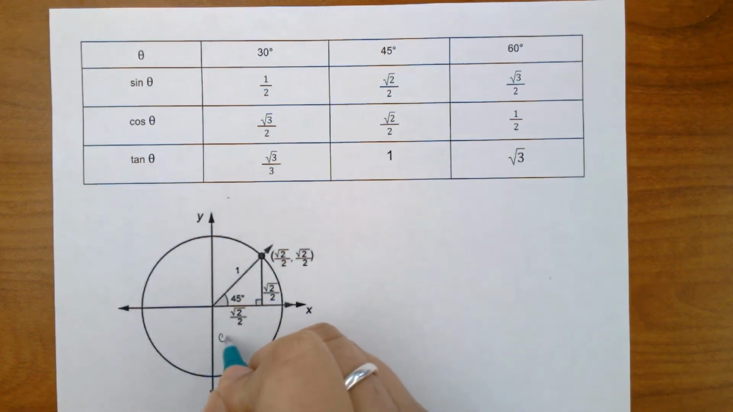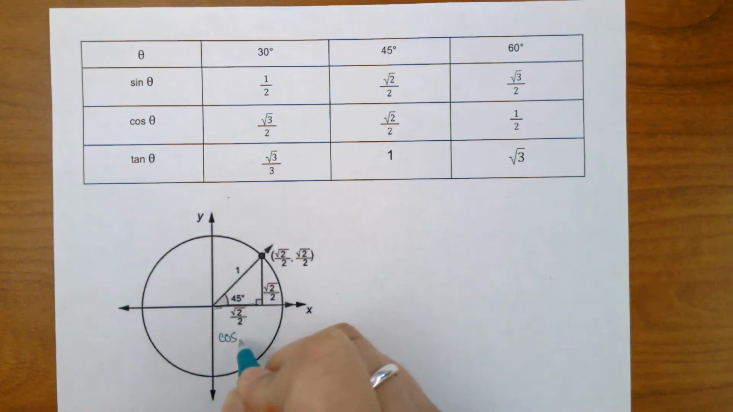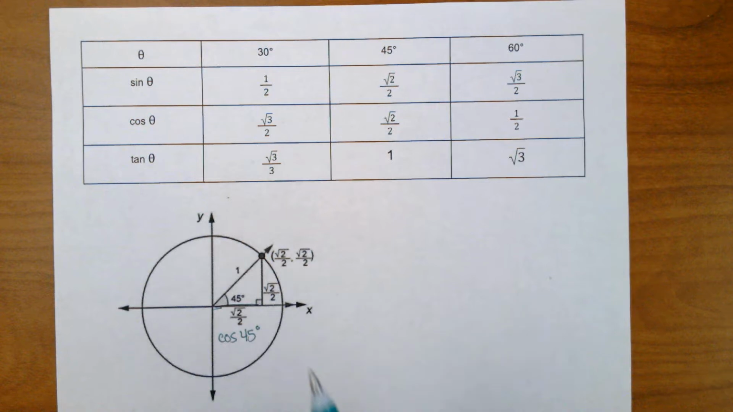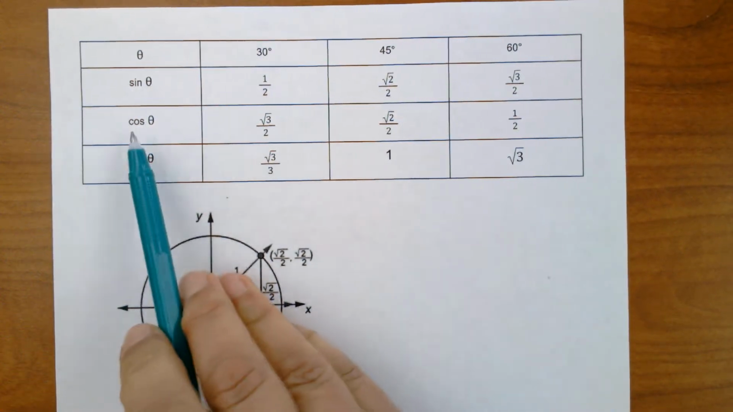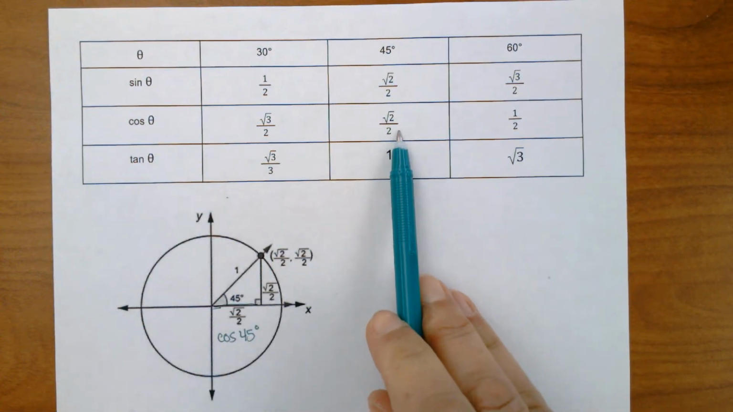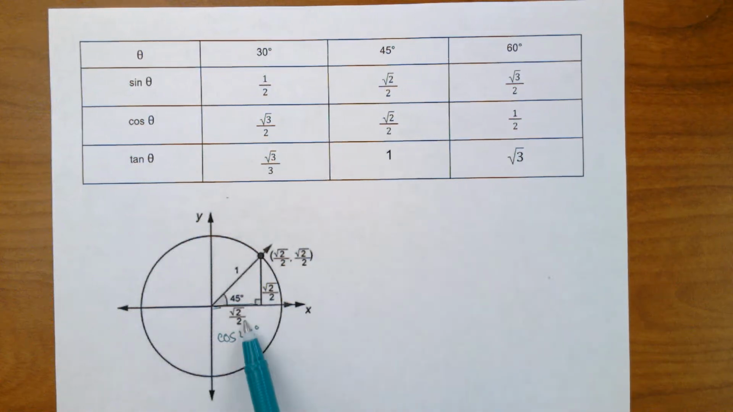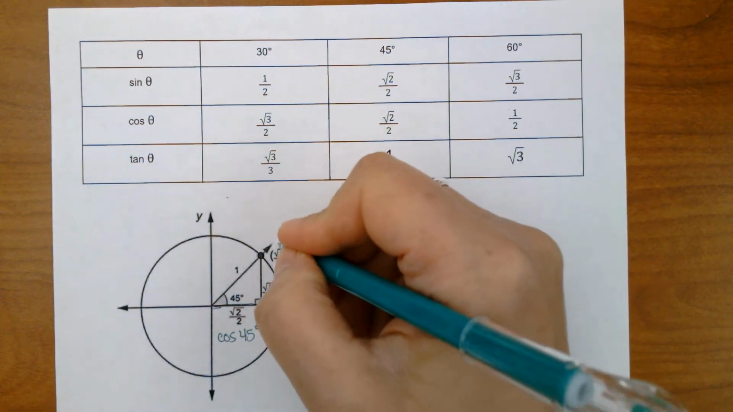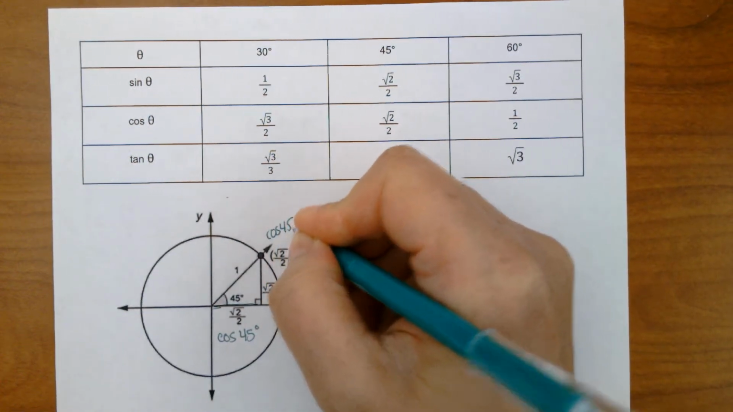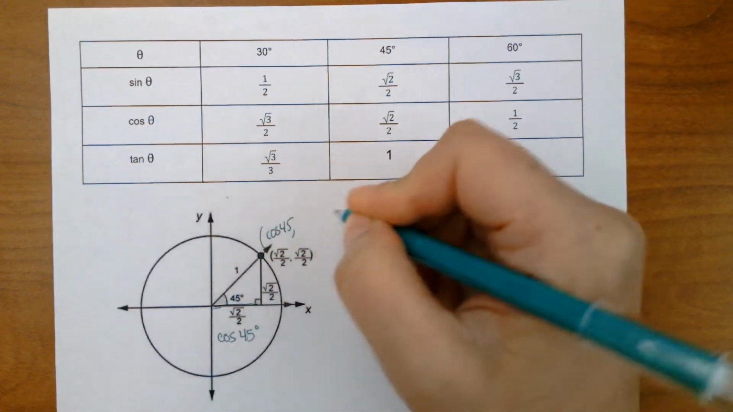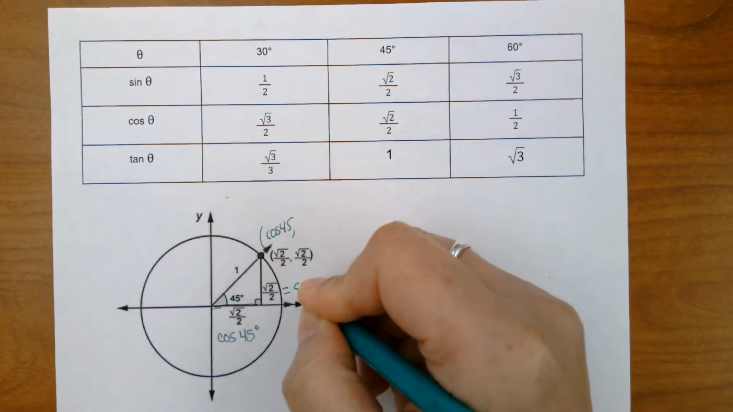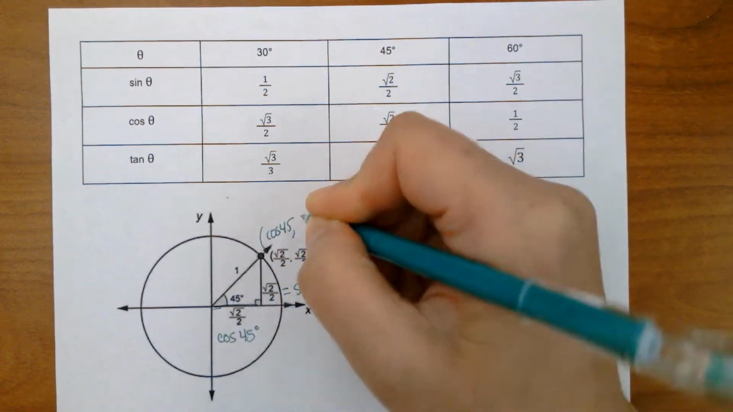Remember, this side of the triangle would be cosine of 45 degrees. Here you have cosine 45, which is the square root of 2 over 2. So this would be the cosine of 45. That's the x coordinate. Okay, how about the y coordinate? This would be sine of 45 degrees.